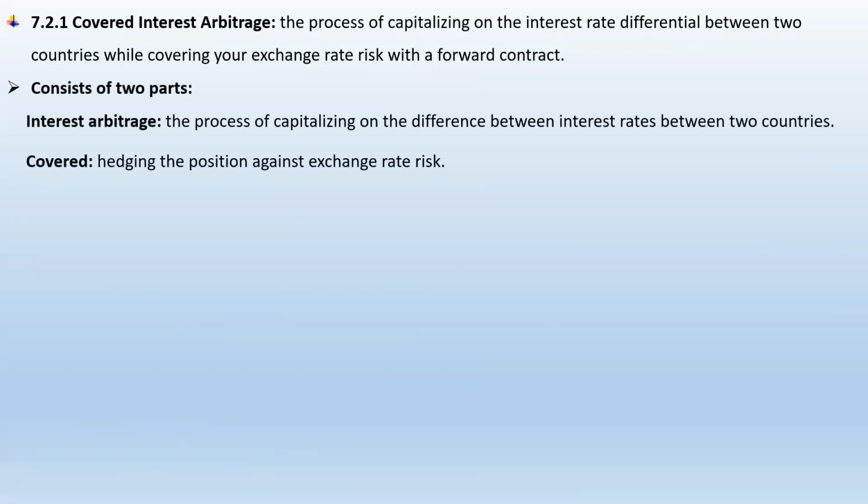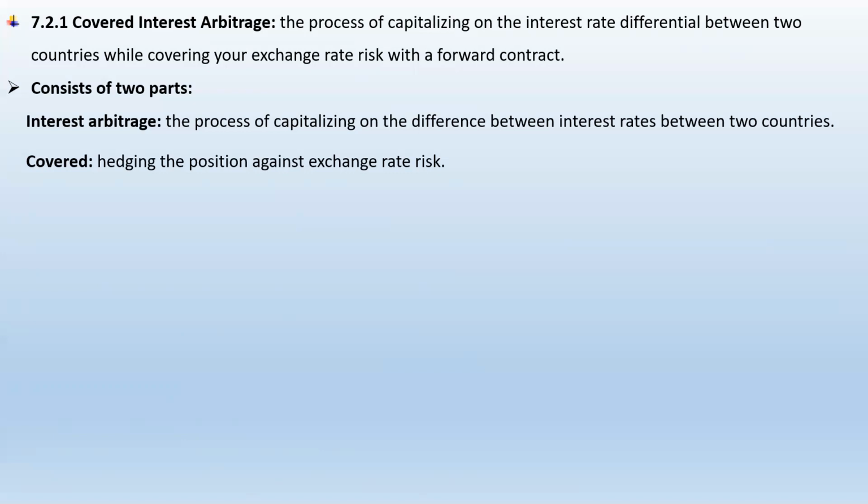Again, I want to refresh your memory about covered interest arbitrage. This is a process where there are two countries, and one country has a relatively higher interest rate than the other. So we try to buy the currency of the country with the relatively higher interest rate, and then finally we convert it back to our domestic currency after we receive the interest payment.